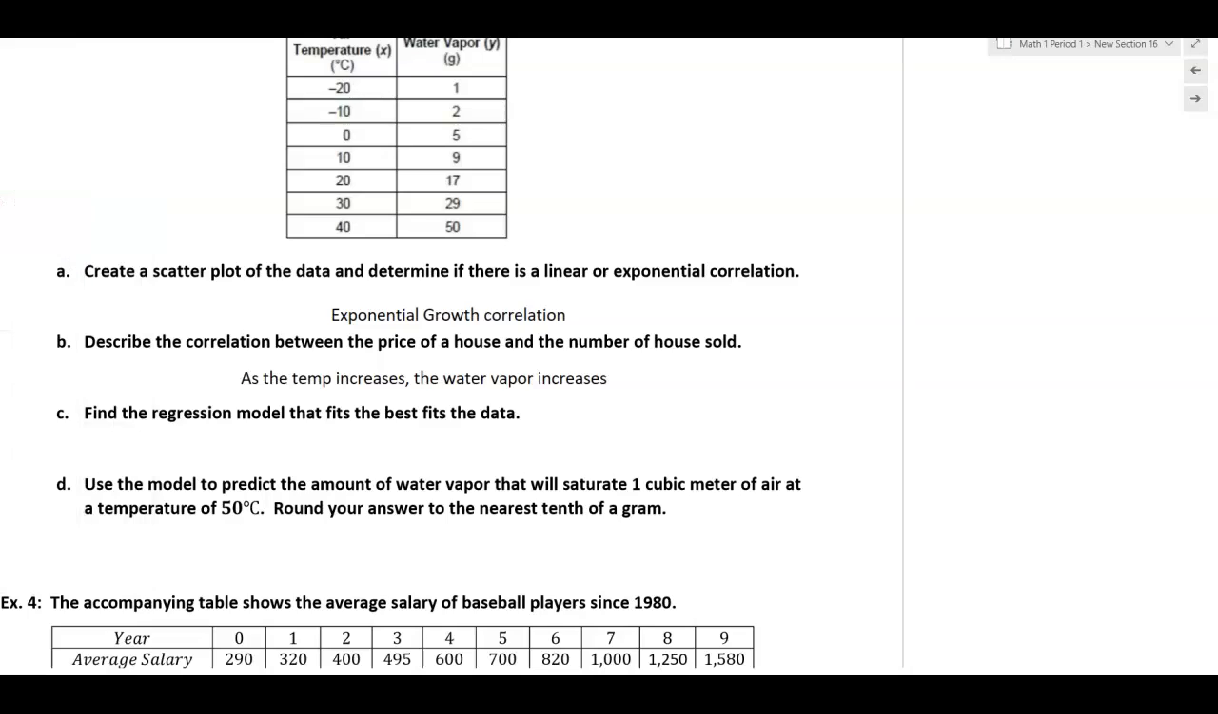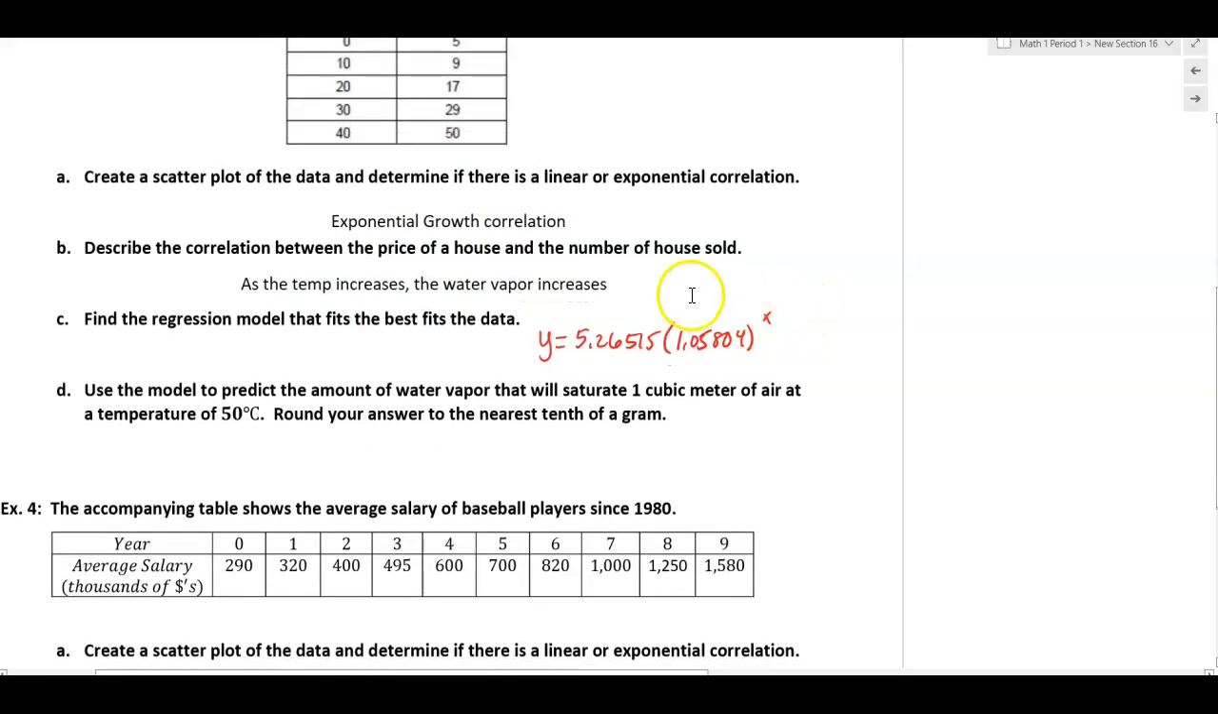1.05. So we're going to write that down and we're going to say the regression model that best fits it is going to be y equals 5.26515 times 1.05804 to the x power. So they want us to predict what the temperature would be at around 50 degrees Celsius.